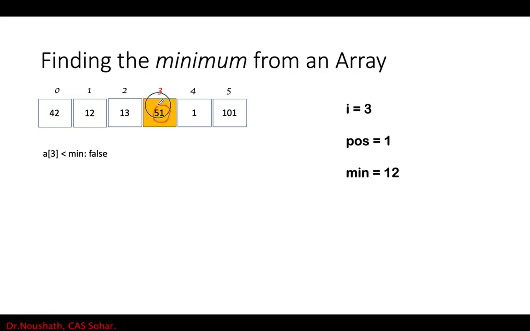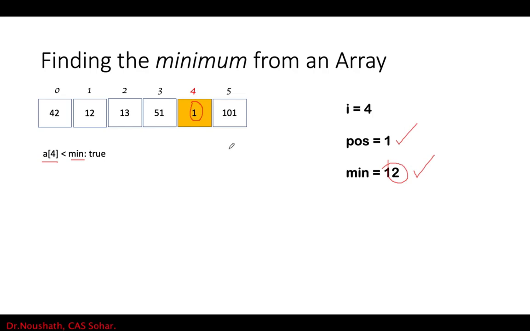The element at position 3 is 51, which is not less than the minimum 12, so there is no update. The condition is false, meaning no update. Next, going to position 4, the element at position 4 is 1. Now, a of 4, which is 1, less than minimum, which is 12, is true. So whenever this condition becomes true, we will update this and this variable.